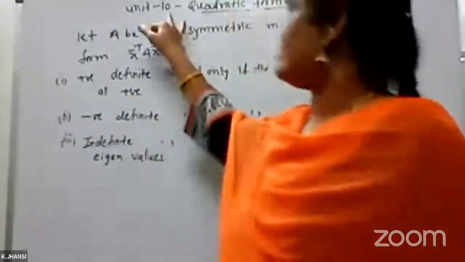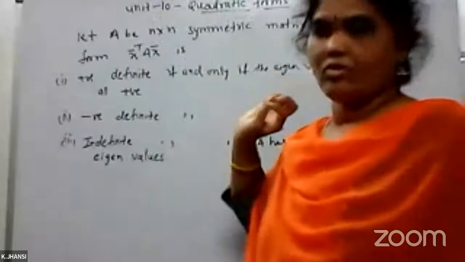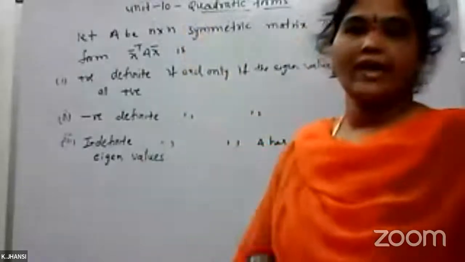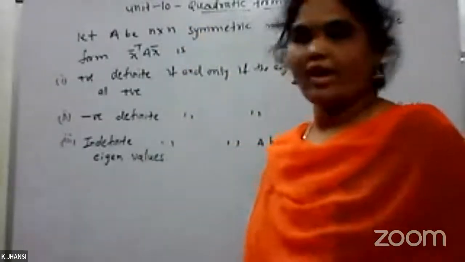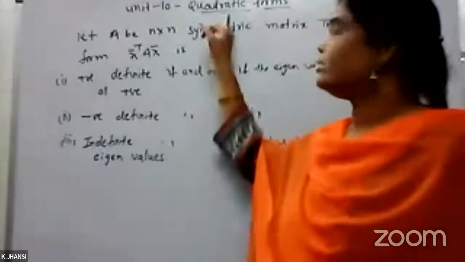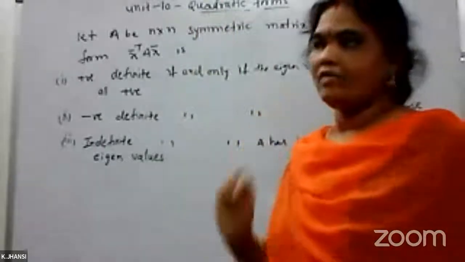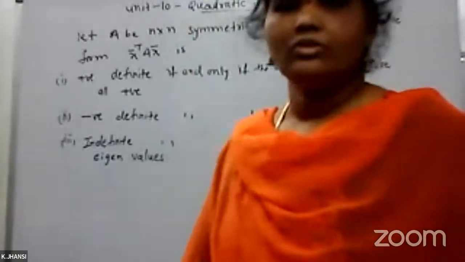Yesterday, you have seen the class. So in that we have completed unit 9. We have seen the characteristic roots, characteristic values, and also the Cayley-Hamilton theorem we have completed.